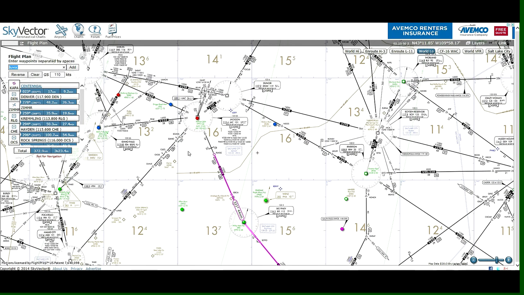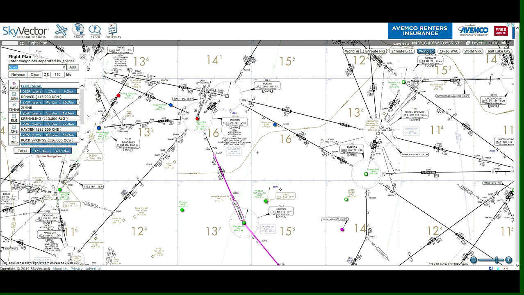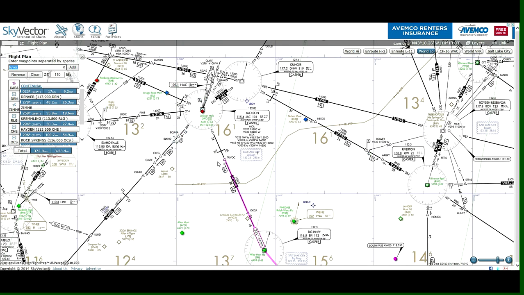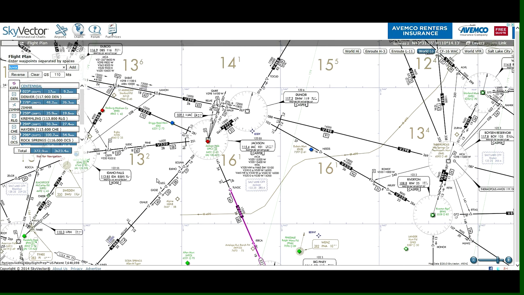And this is a whole lot, well, I love paper charts, but I got to tell you, these charts have all the same information, and these are free, so you can't beat that. And then we're going to go direct to Jackson Hole, which is right here.